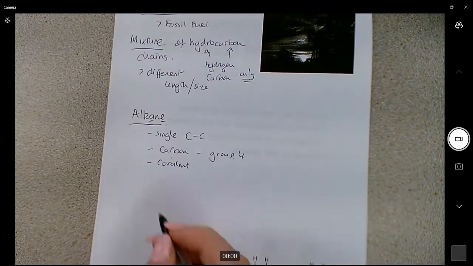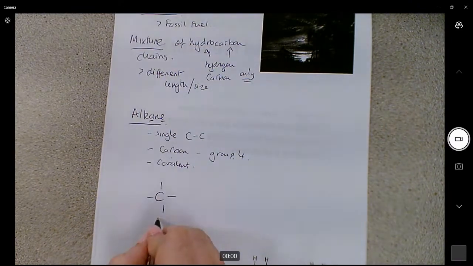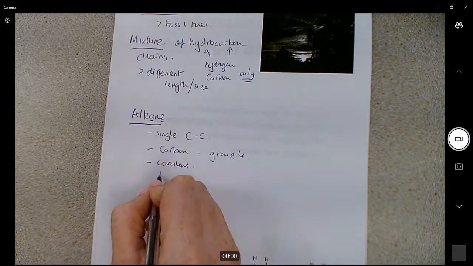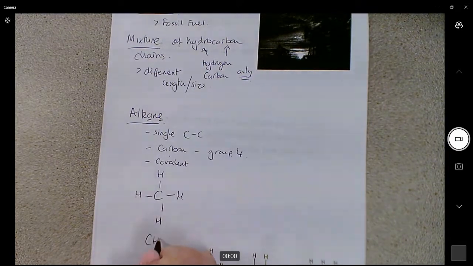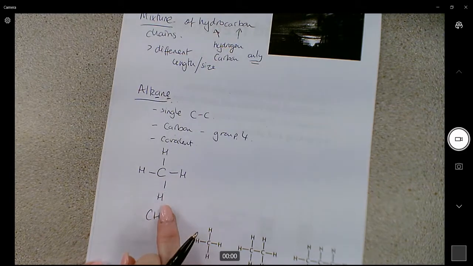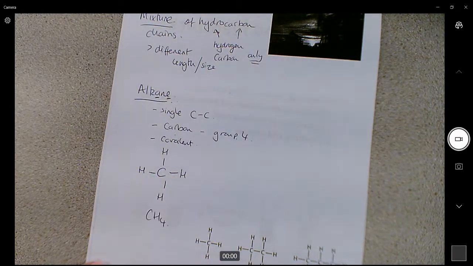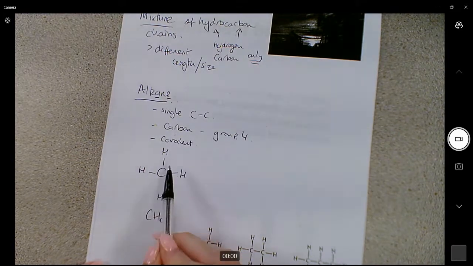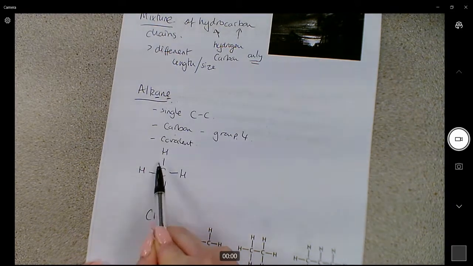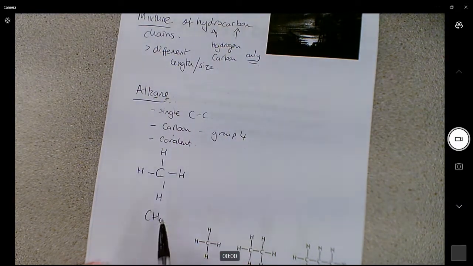So when I look at methane, I know its formula is CH4. Because it's got 1 carbon, it means it's got 4 hydrogens attached to it, and we would draw it like that. If I count all the lines, 1, 2, 3, 4, I can see that carbon has formed 4 bonds, and that's what I'd expect it to form. Now, how did I work out that for 1 carbon, I'd have 4 hydrogens?